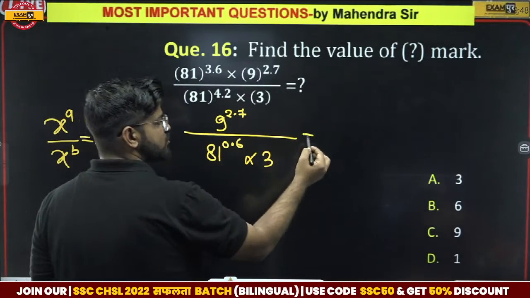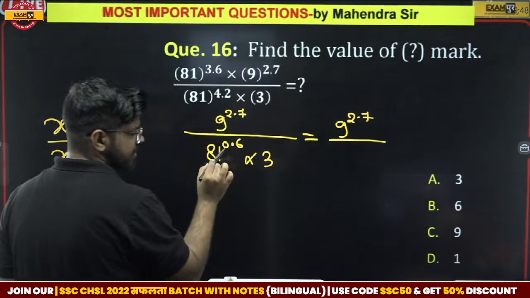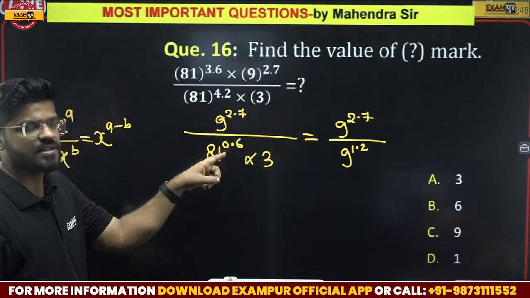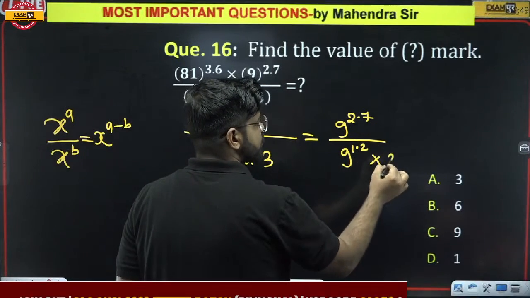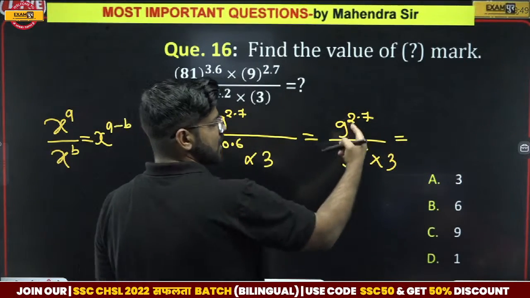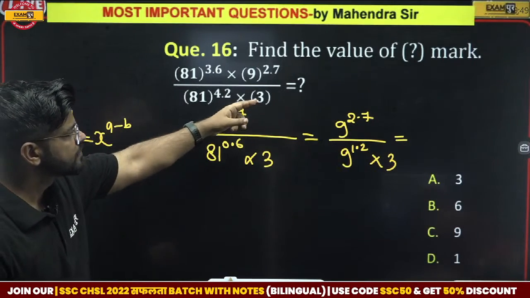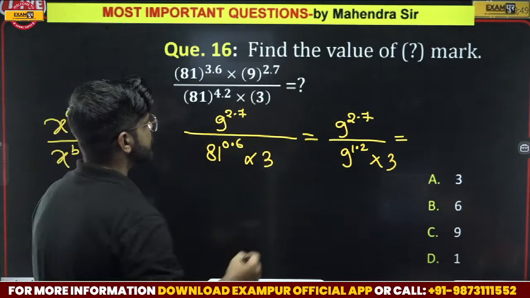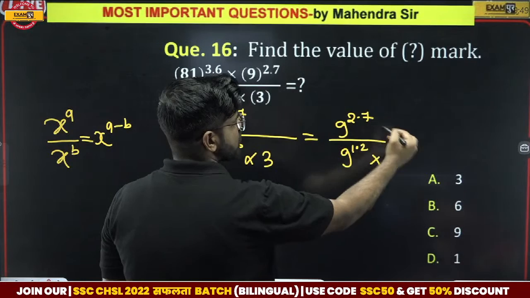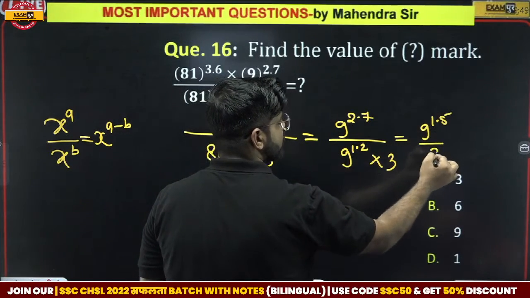And after writing it 9 square, what we will get? Here we have 9 to the power 2.7. Here 9 square. That means it will be 9 to the power 1.2, double of this. And we have into 3 here. So again, what we will get here? These two get subtracted. I think something is missing here, but it's okay. So when we subtract both these from 2.7, we will get 9 to the power 1.5.